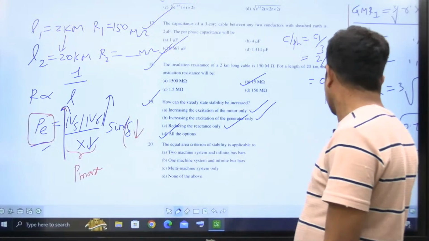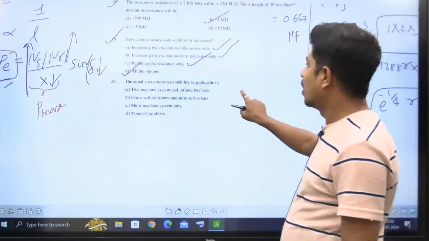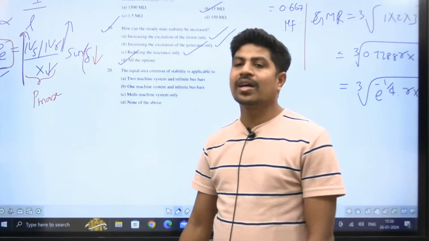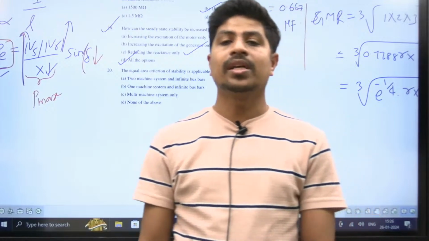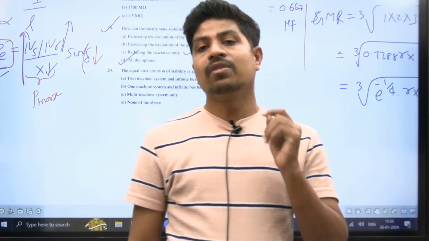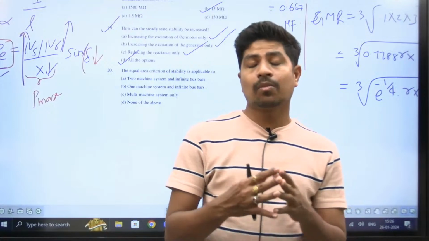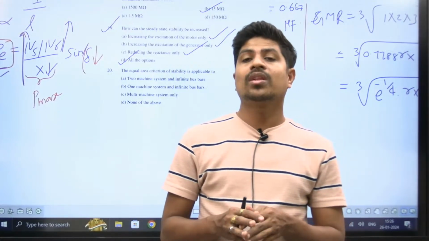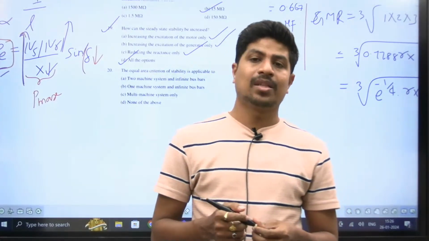Next question. The equal area criteria. Actually, equal area criteria is one of the graphical methods of studying stability that is applicable only for a one machine system. If there are more than one machine, then we have to go with another mathematical method, right?